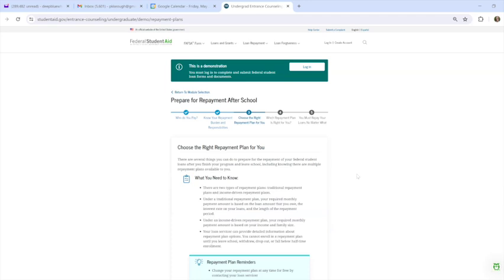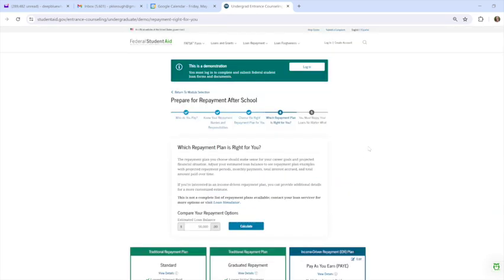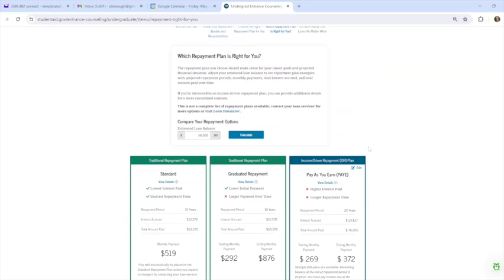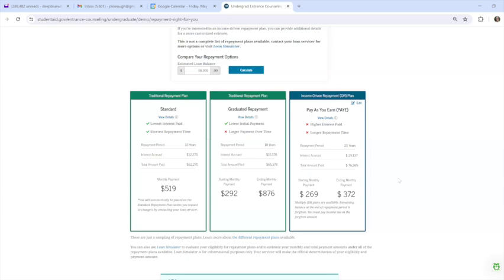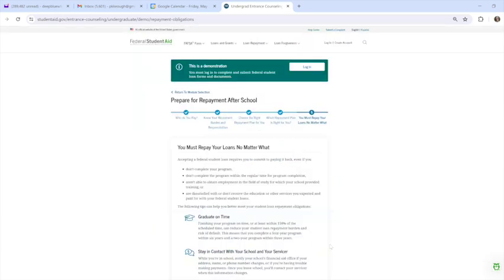Choose the right repayment plan. You don't need to worry about this right now. They're just going through the different types of repayment plans. You can read through it. You will need that when you get toward the end, but you just realize that there are different ways to repay your loan, and they show them here. Standard, there's a graduated repayment, and then something called Pay As You Earn. They're just giving you information for down the road.